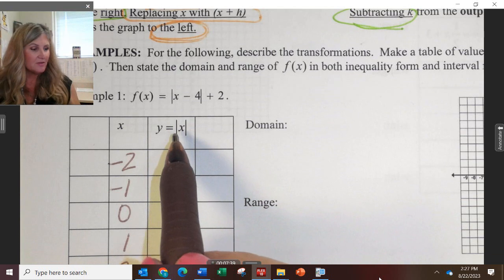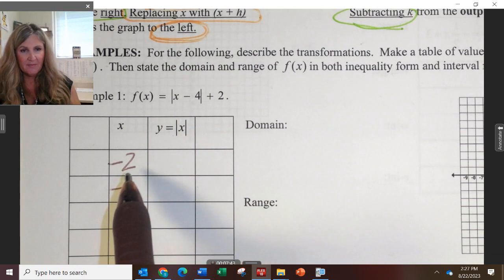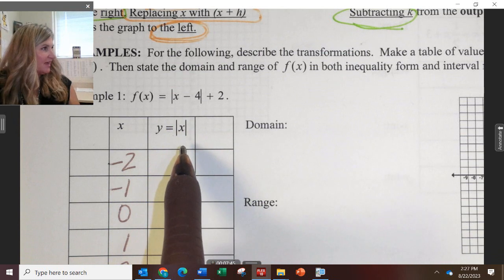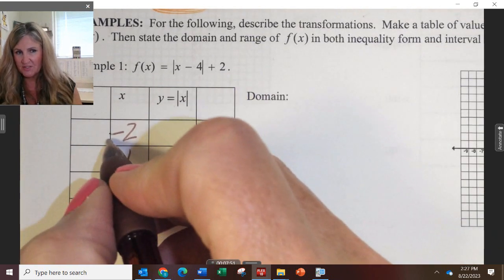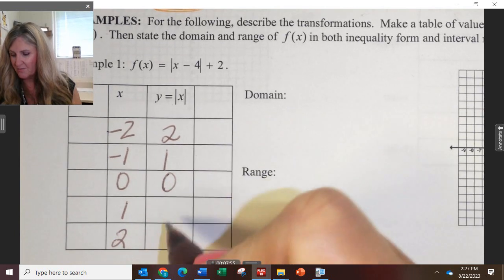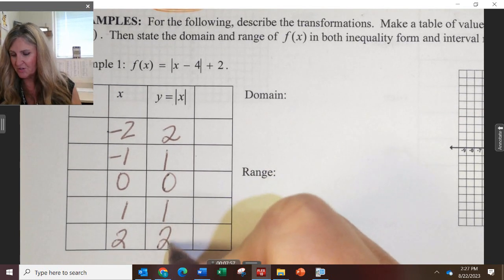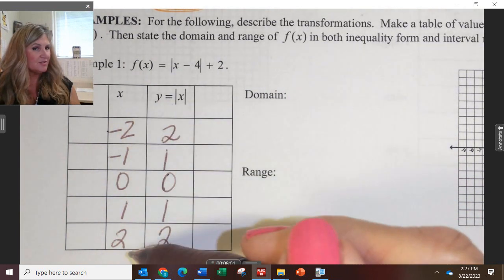So we are supposed to take the absolute value of those numbers. Sam, what happens if I take an absolute value? What's the number become always? Positive, because it's distance. So these numbers are going to be 2, 1, 0, 1, 2. Just taking the absolute values of those numbers that we chose.